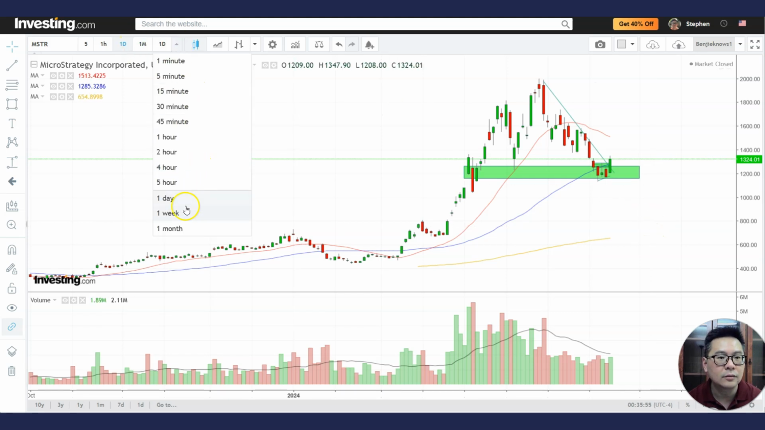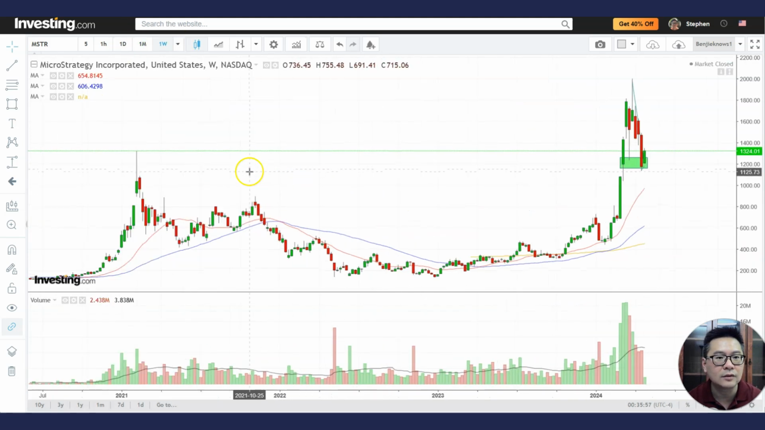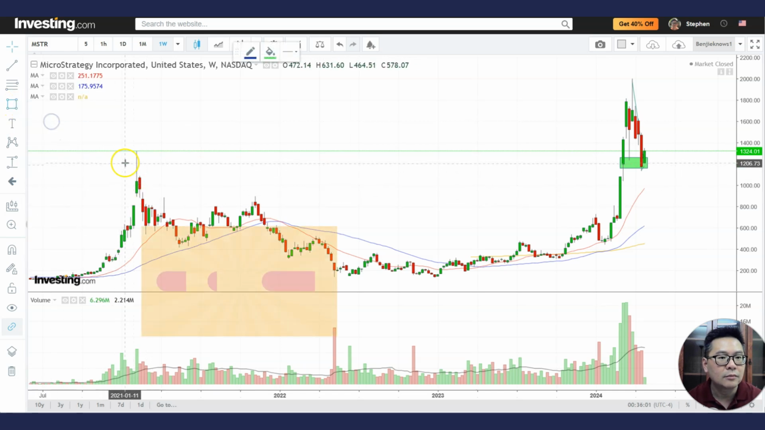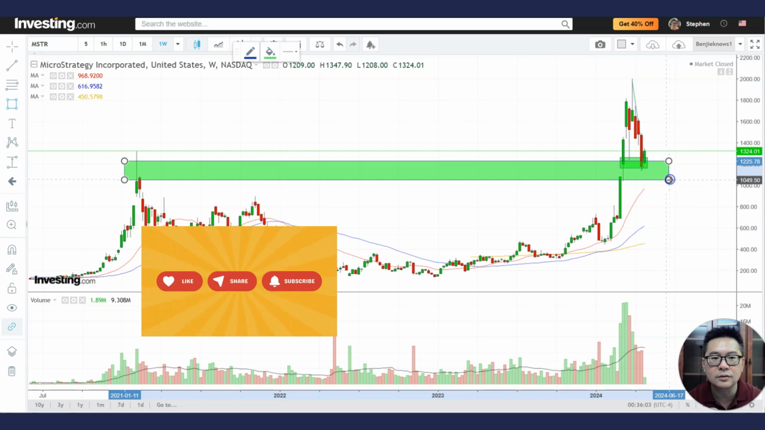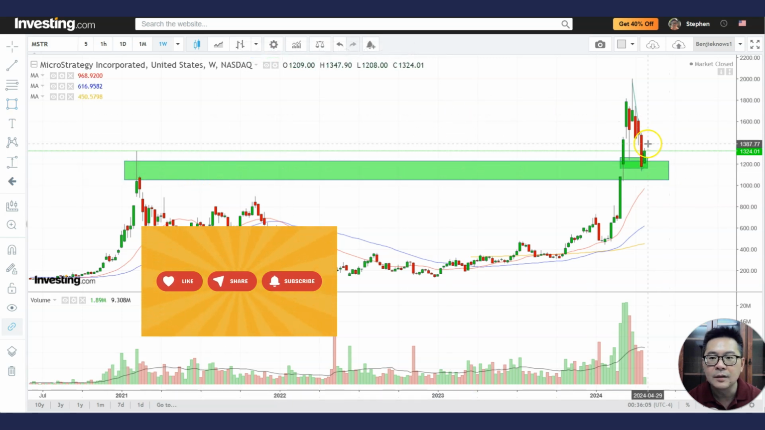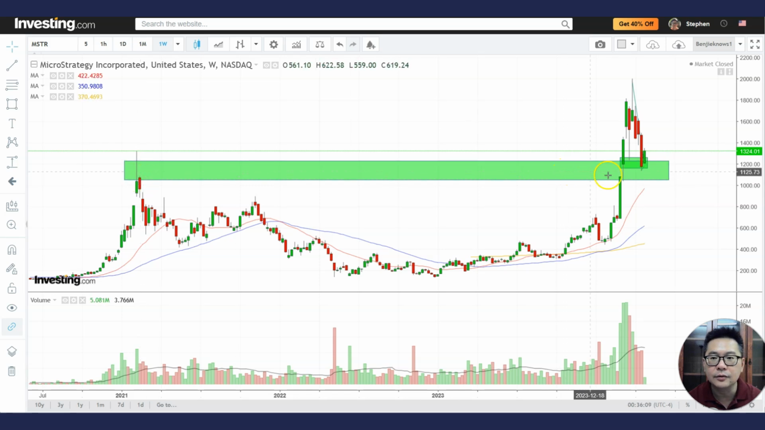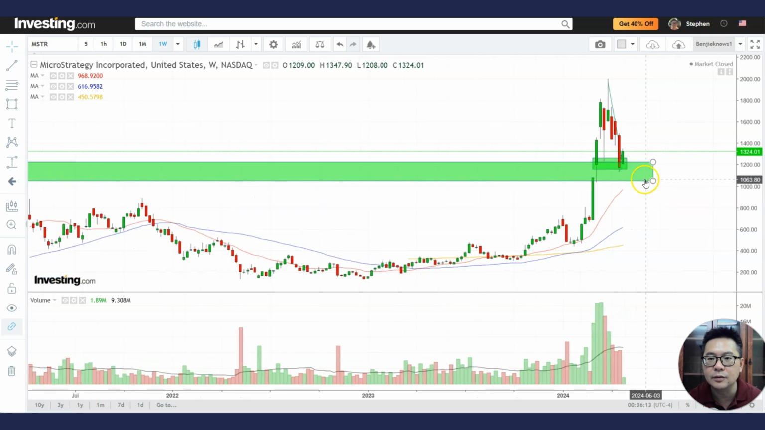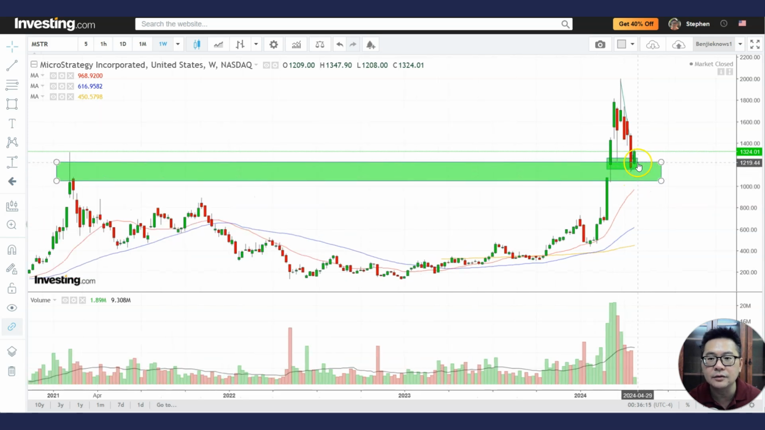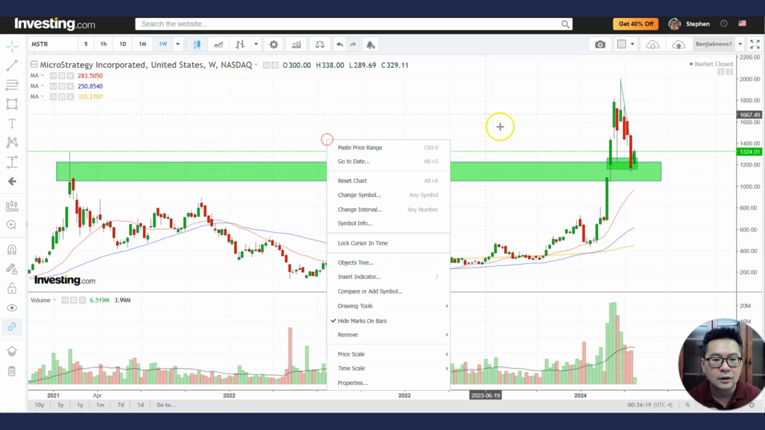Let's take a look at the weekly chart for those of you who are investors. It formed a high around here, so the whole area is also a support area. Alright. Usually old highs can be very good support areas. So for those of you who are looking at investing, you want to see a bullish reversal candlestick in the weekly chart around this area.